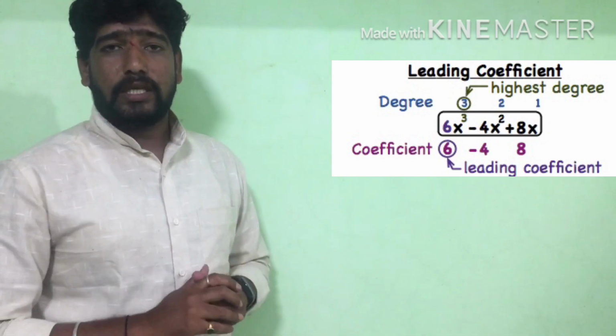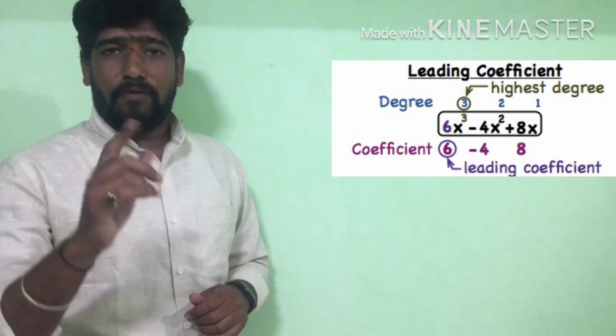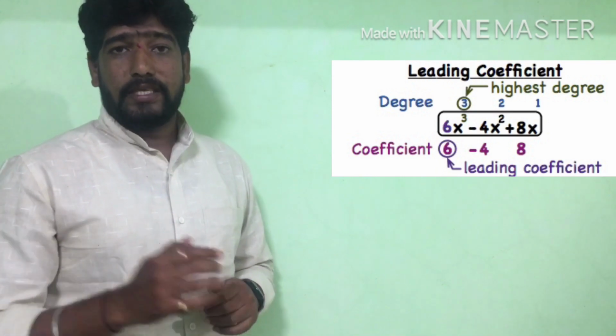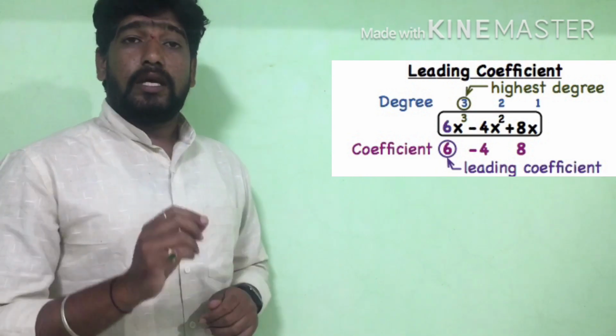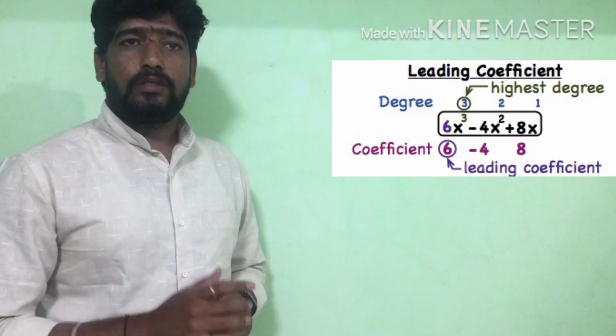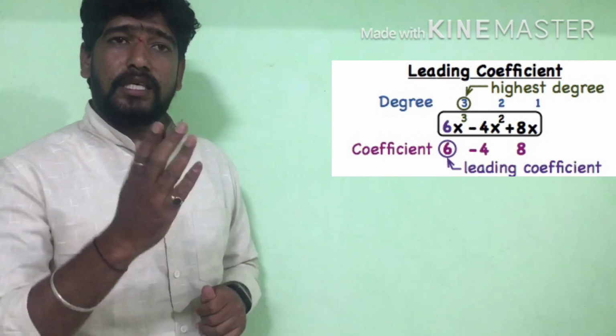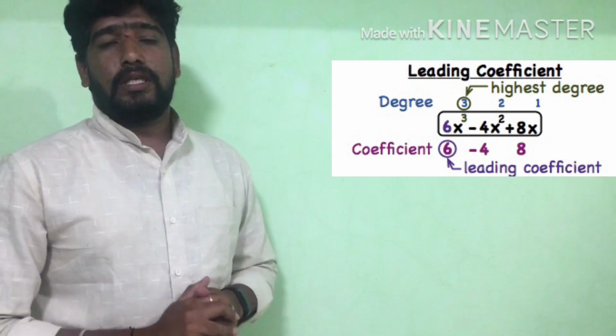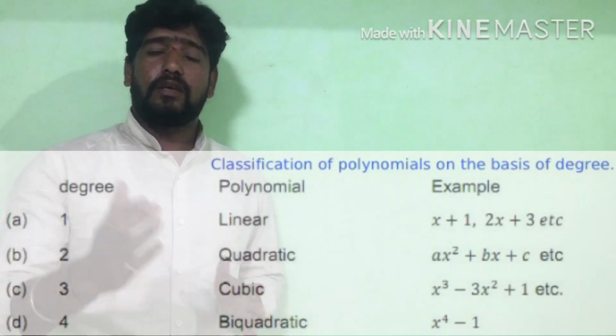They also ask the degree of the polynomial for 1 mark. Even in the SSLC board exam, they will ask, write the degree of the polynomial. So here the degree of the polynomial is 3 because the highest power is 3. Is it clear? So next, we classify the polynomial on the basis of the degree.